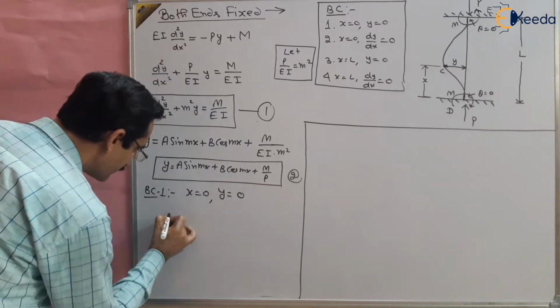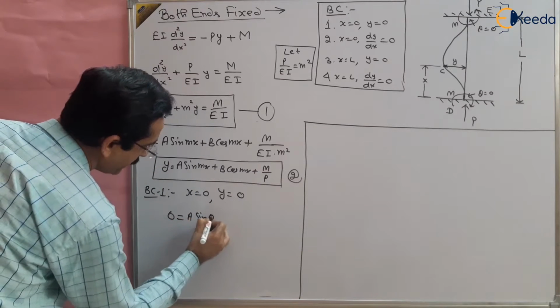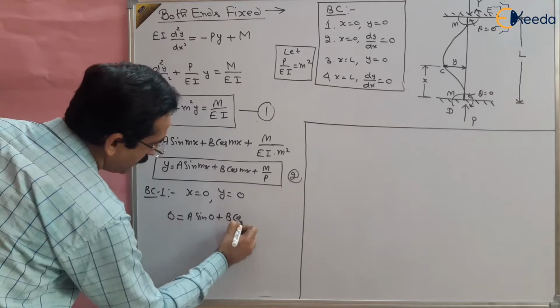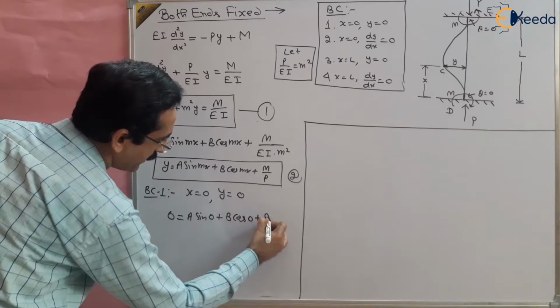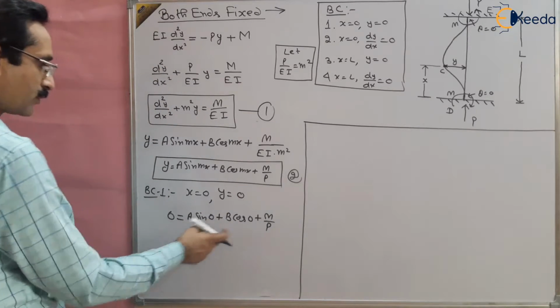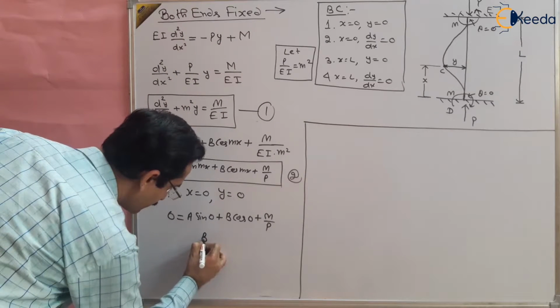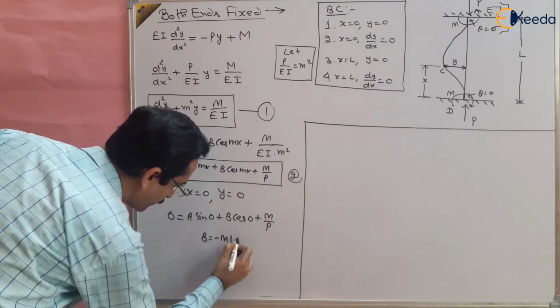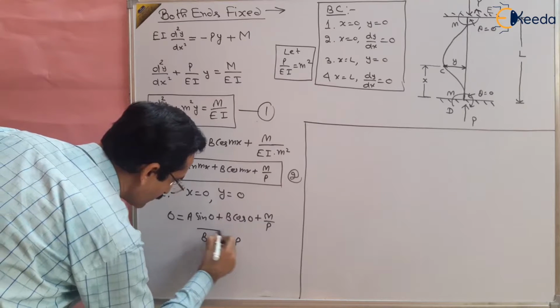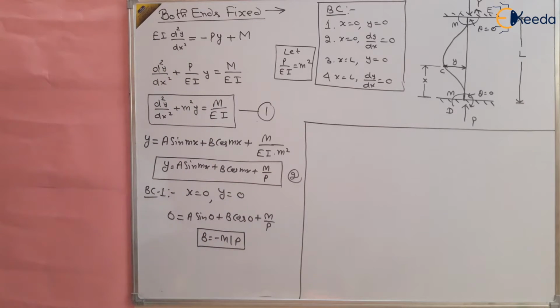Put here, you will get 0 is equal to a sin 0 plus b cos 0 plus m by p. Sin 0 is 0, cos 0 is 1, so b will be equal to minus m by p. So this is the value of b, minus m by p.